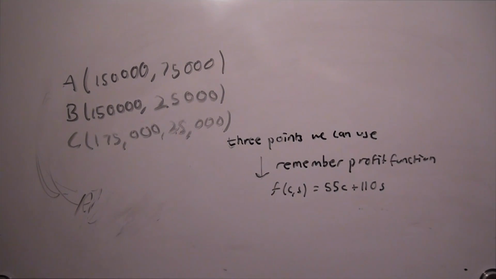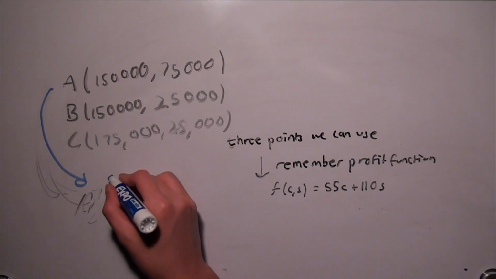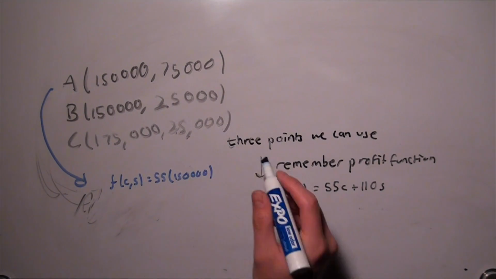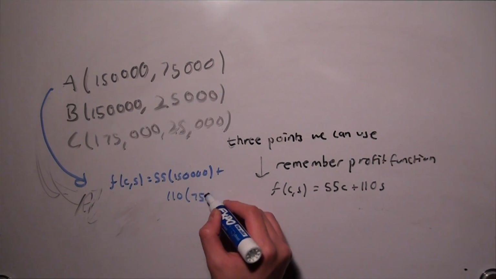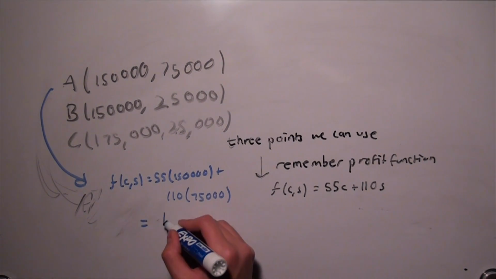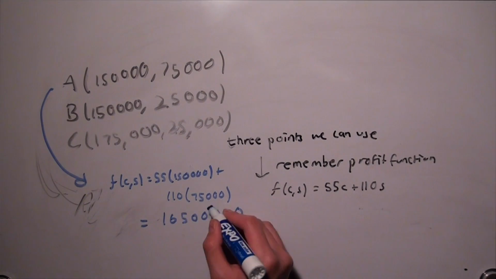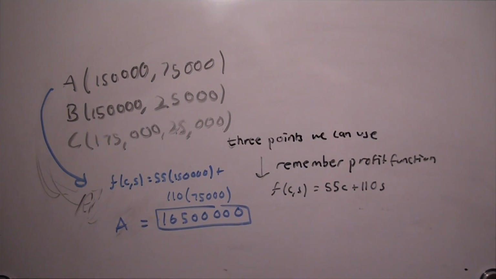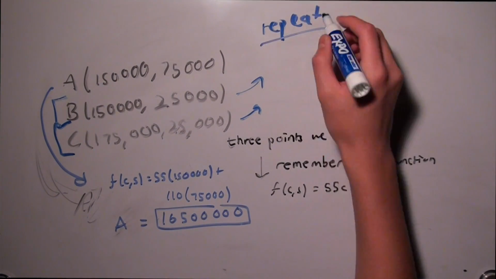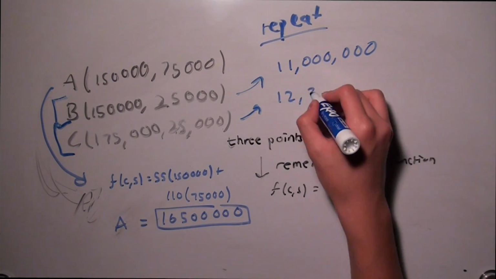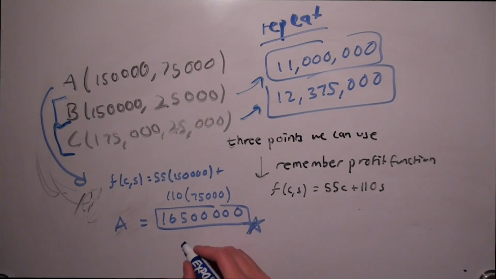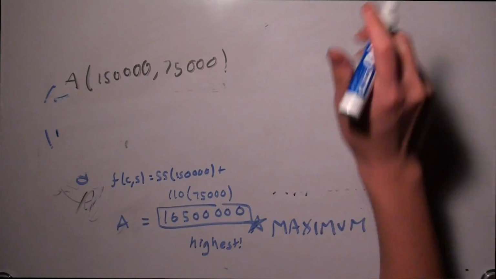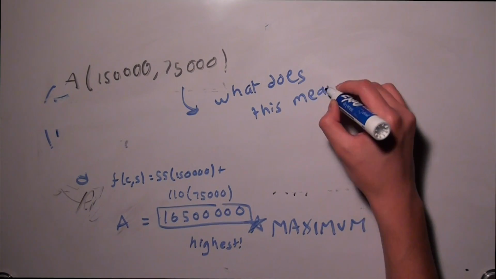And now we're going to plug those into our objective function. Now this function will be plugged in with point A with 55 times 150,000 and 110 times 75,000, and that'll give us 16.5 million per manufacturing cycle. We do the same thing, applying it to both points B and C, and we'll get 11 million and 12.375 million respectively.